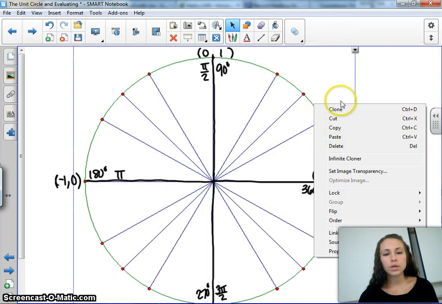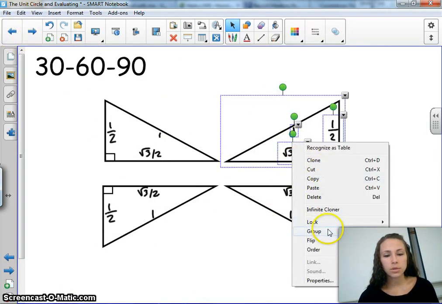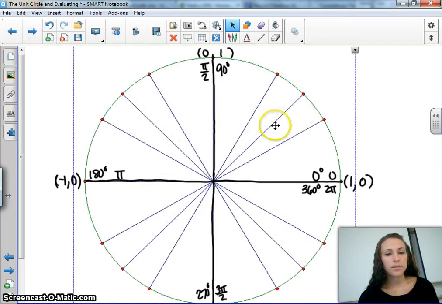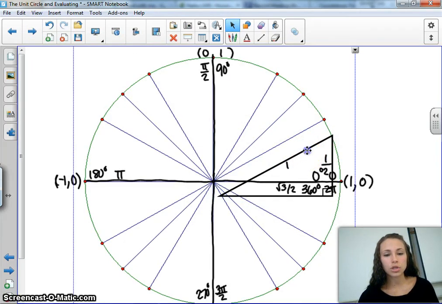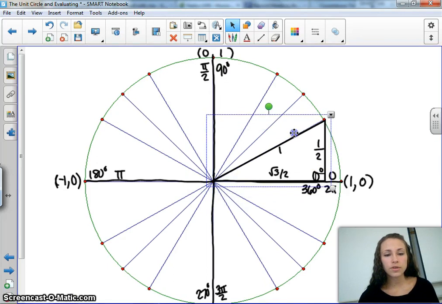These triangles are going to... I should have grouped that first. So let me group this so I can take it with me. So I'm going to copy this and paste it. I'm going to show you how it'll fit into your unit circle, and we're going to use it to build it. So these triangles are going to fit into your unit circle like that. And so we're going to use them to fill in all of these little points.